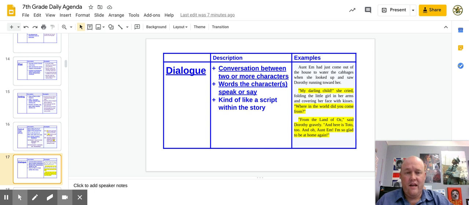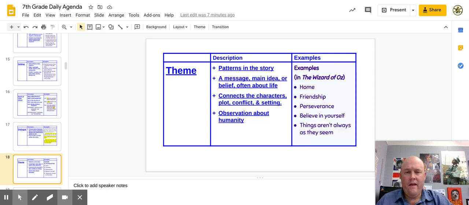Dialogue is conversation between two or more characters. They're the words that characters say, okay? And then there's the theme. Usually the theme is a pattern in the story that delivers a message or a main idea or a belief. And it's an observation from the author about real life and humanity and how we are as people. It's sort of like the moral of the story.